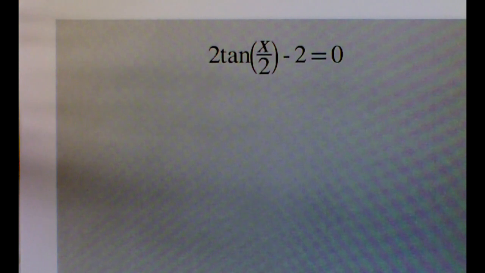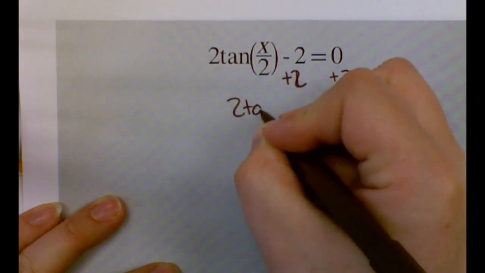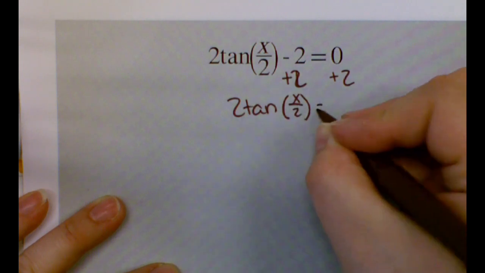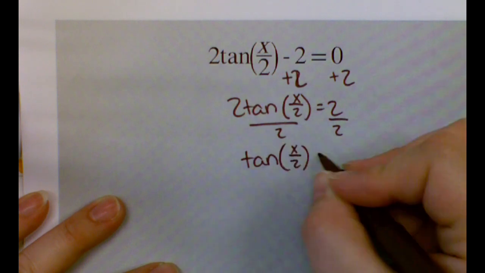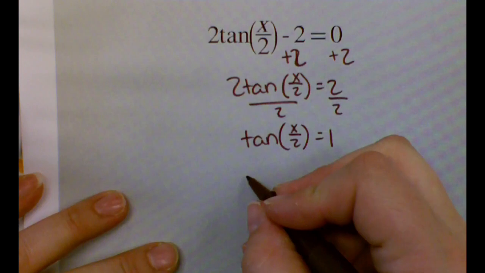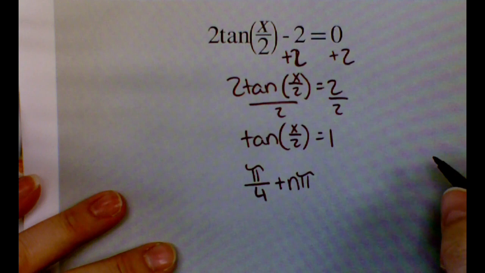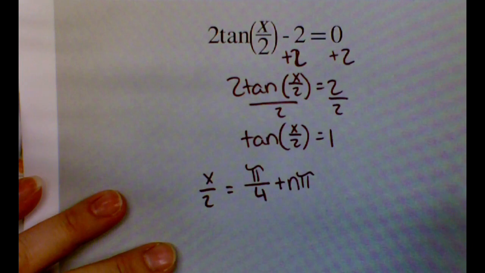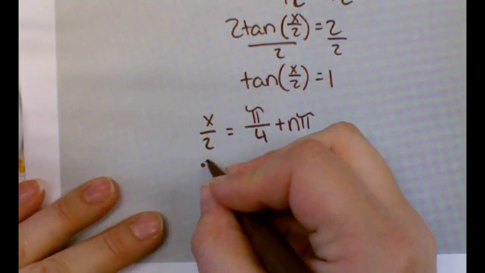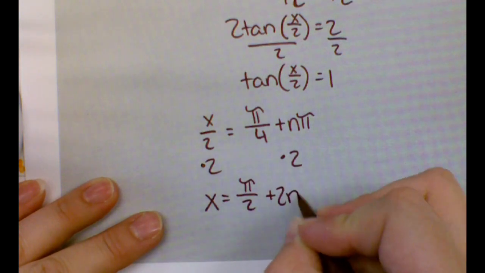All right, this one's very similar, except that we have 2 tangent of x over 2 minus 2. So I add the 2 over. I divide by 2. Where is tangent equal to 1? Well, that is at pi over 4 plus n pi, and 5 pi over 4, which is n pi away. So we're okay here. X over 2 equals pi over 4 plus n pi. Multiply both sides by 2. X equals pi over 2 plus 2n pi.